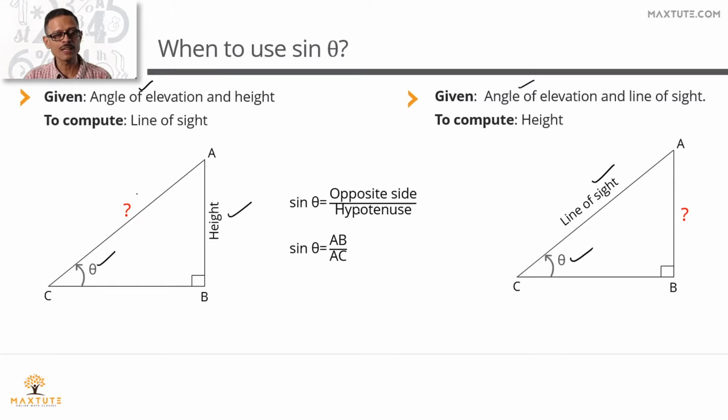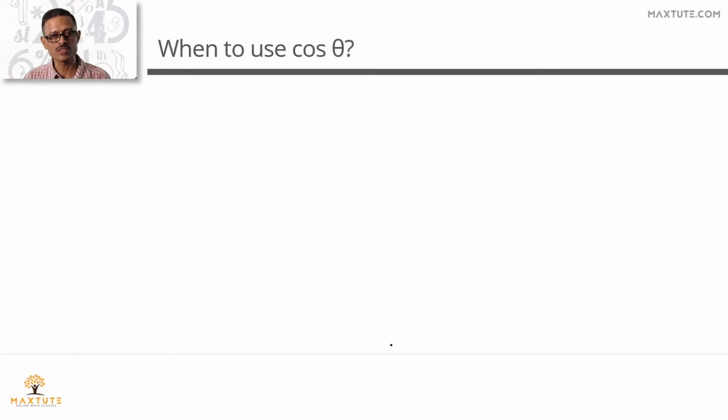Because sine theta is nothing but opposite side divided by hypotenuse. Opposite side is AB, hypotenuse is AC, which in this particular scenario would be height by line of sight. So you know the angle of elevation, theta is known. If one of these two, height or line of sight, is given, and you have to compute the other, then go for sine theta.